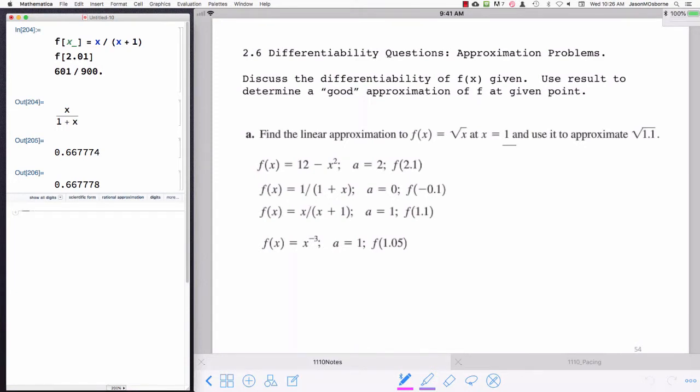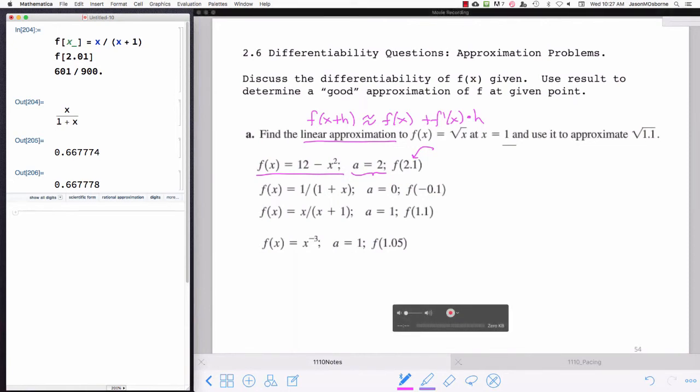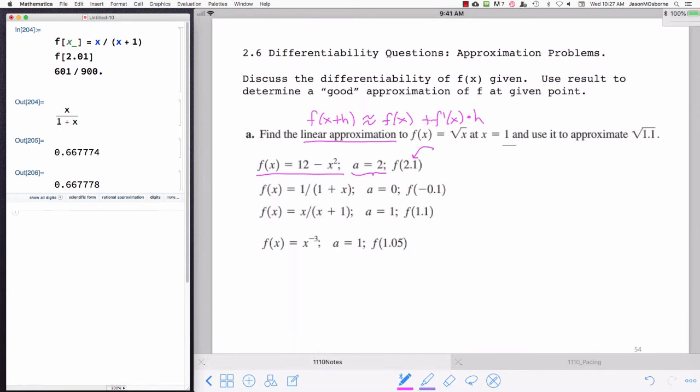All of these are saying find the approximation of the function near the point of interest, and they want you to find this function value approximately. When they say linear approximation, they want you to use the formula f of x plus h is approximately the function evaluated at x plus f prime of x multiplied by h. That's what you're being asked to do. So I will leave you to try these additional problems, and hopefully you found this video helpful.